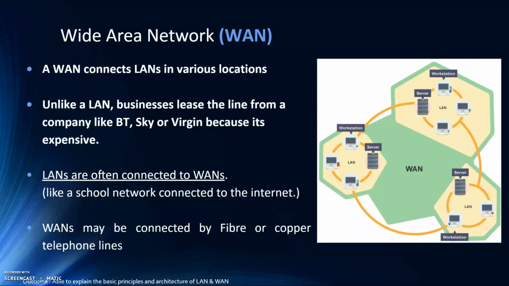So it's very expensive for businesses on a WAN because everything's just expensive. All the hardware, and they normally have to lease the line from a company like BT, Virgin, Sky. Whereas a LAN, most businesses or say the school can afford to get it all themselves.